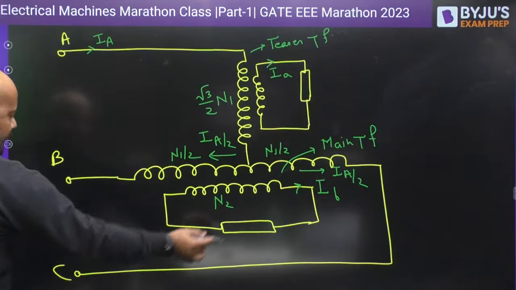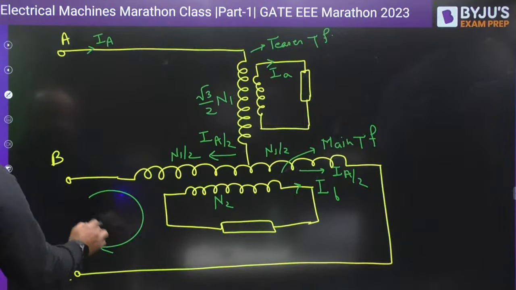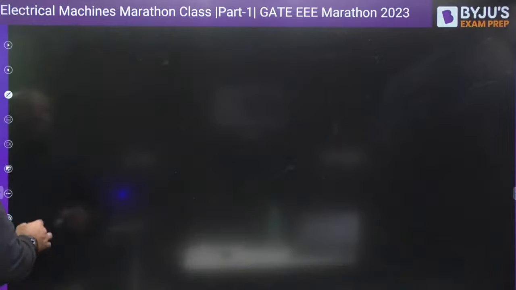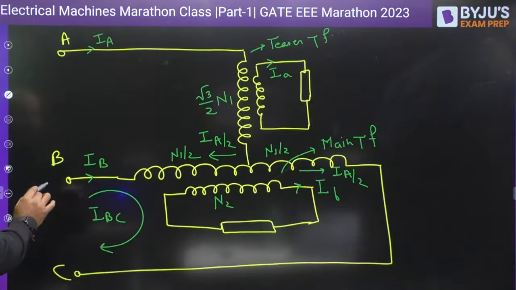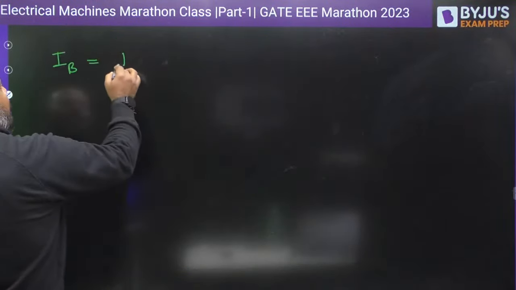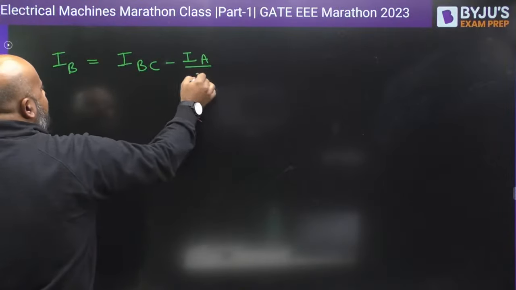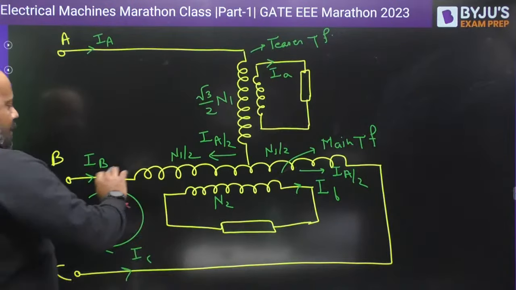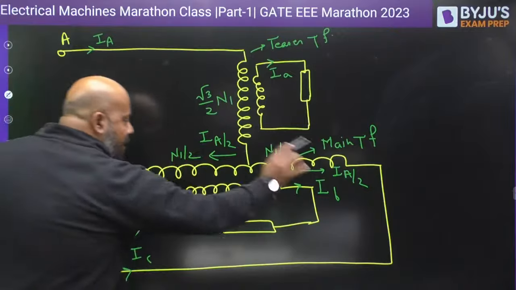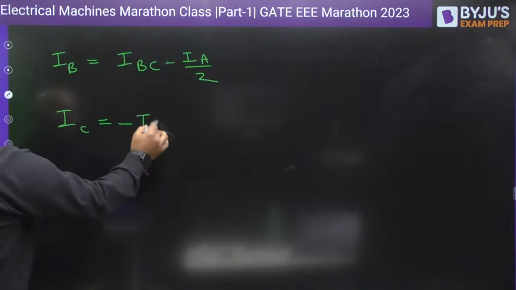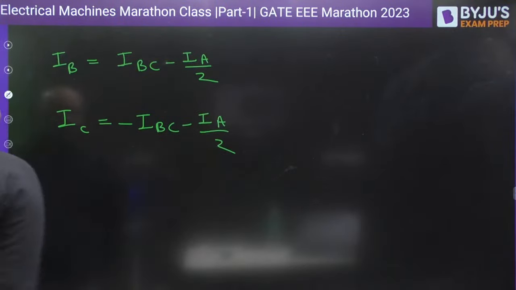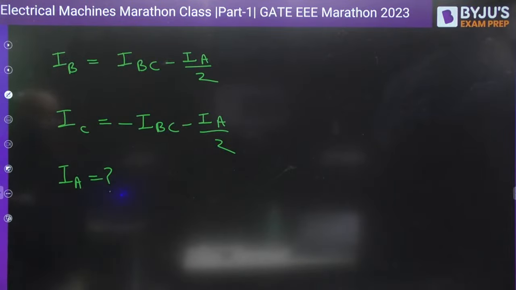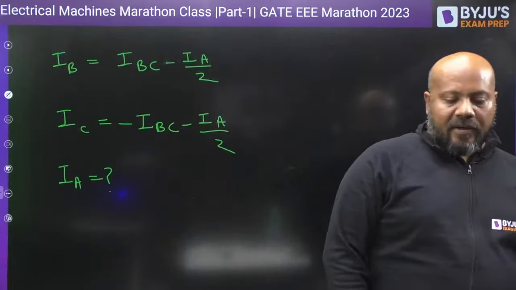Now the current between B to C terminals is going to be IBC. So can you tell me what is going to be IB? Very carefully, IB you can write as IBC minus IA by 2. And what is IC? IBC and IA by 2, both are coming opposite to IC, so it becomes minus IBC minus IA by 2. So IA, IB, IC, this is what you have to find. Is it clear, everybody? Just tell me yes or no in the comment section.